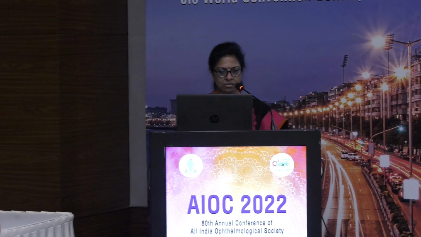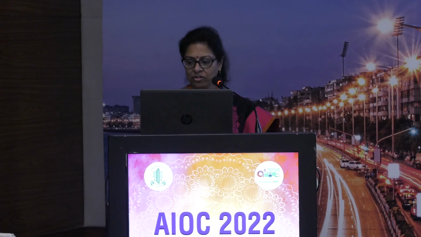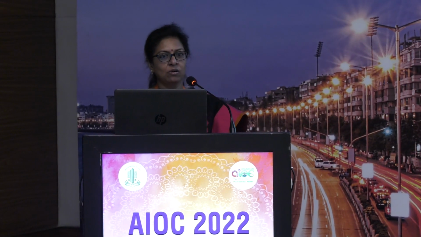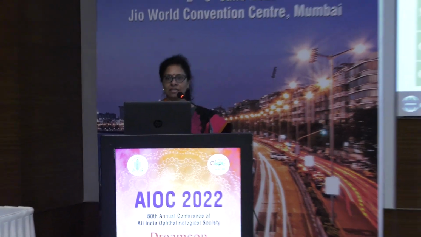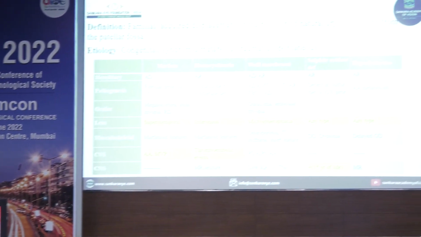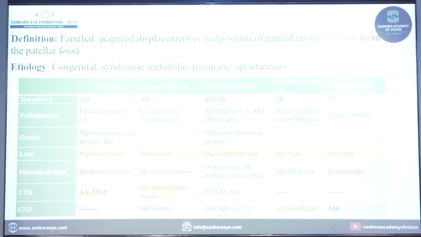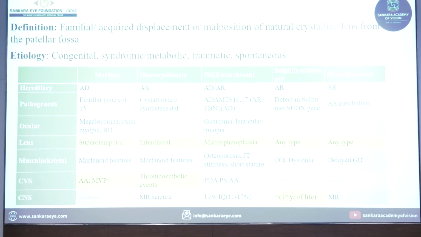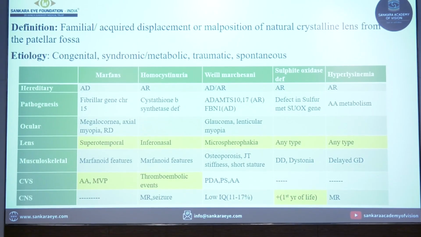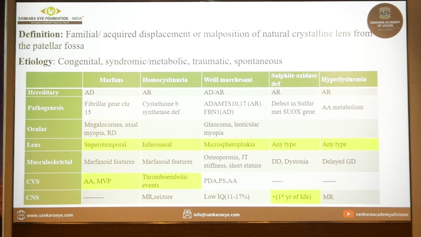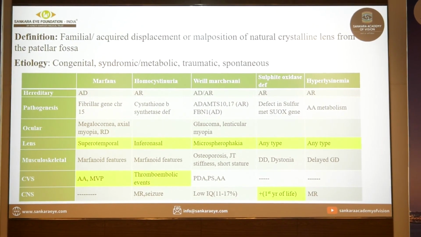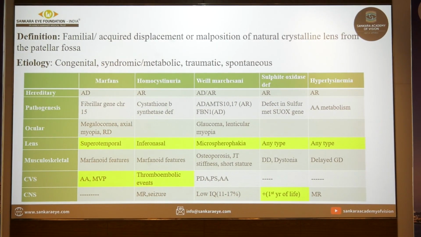At the outset, I thank the committee for giving me an opportunity to talk on ectopia lentis. I have no financial interest in this presentation. All of us know it is the lens not being in its original place, that is the patellar fossa. There are many causes. It could be congenital or associated with syndromic or metabolic causes, the most common being post-trauma, and it can also be spontaneous. There are various syndromes.